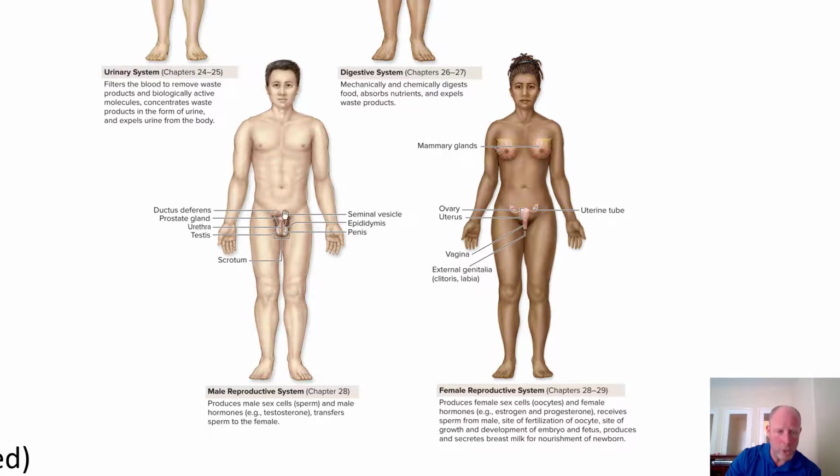We're not going to cover that in great detail just yet, but that will come in more in the second semester, and it'll be showing up a little bit in lab down the road too. For the male: the urethra, testes, scrotum, seminal vesicle, epididymis, and the penis. And for the female: the ovary, the uterus, uterine tube, the vagina and external genitalia, the clitoris, and the labia. Okay?